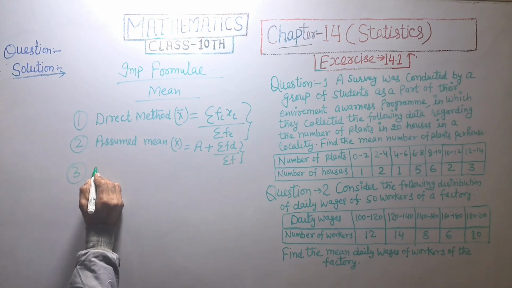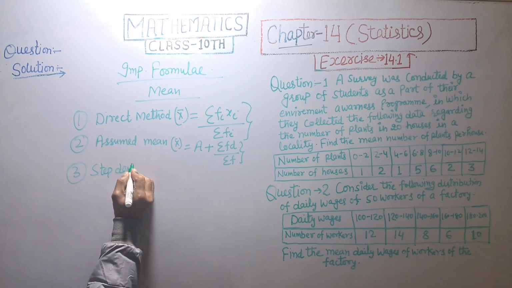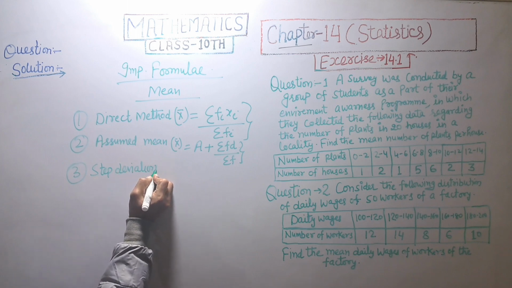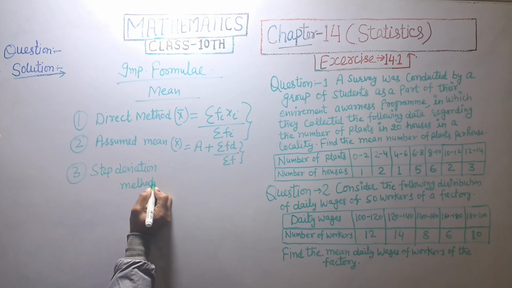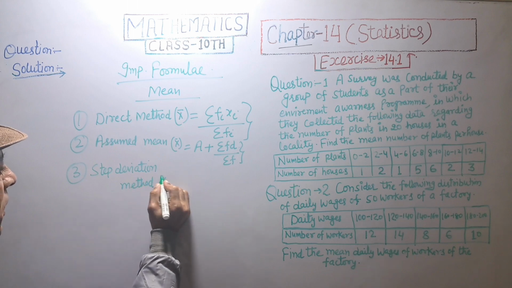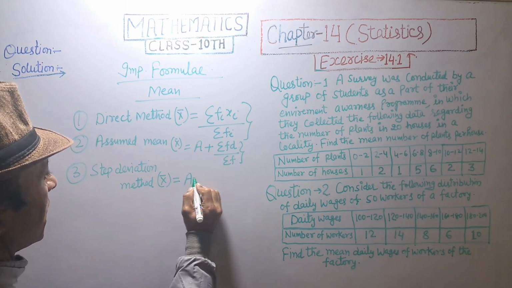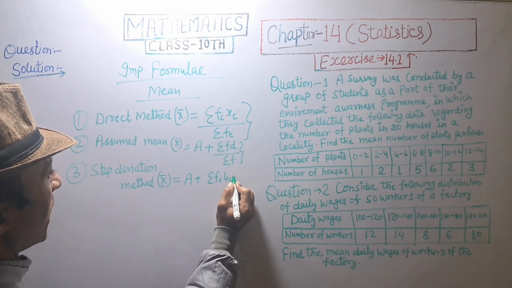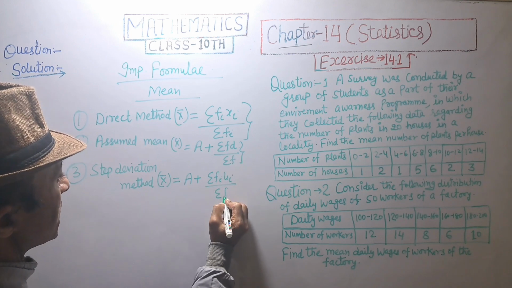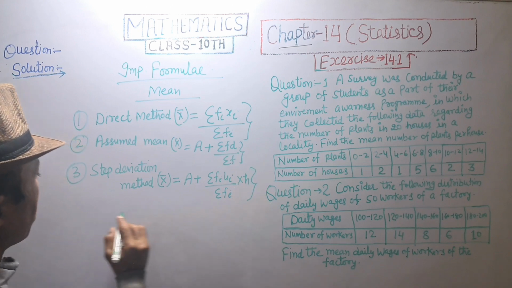Third method, step deviation method: X dash is equal to a plus summation fi ui divided by summation fi, into h.